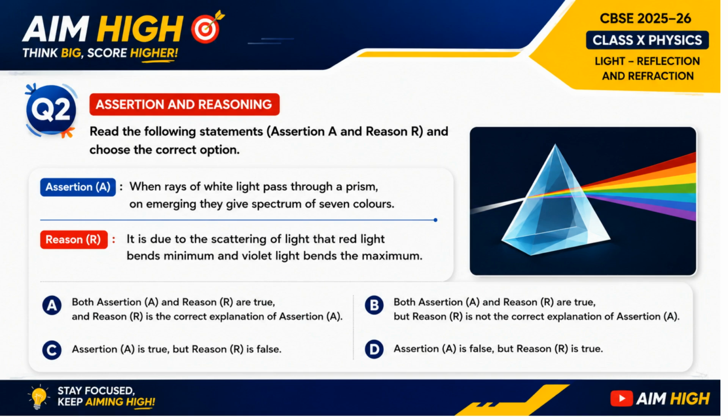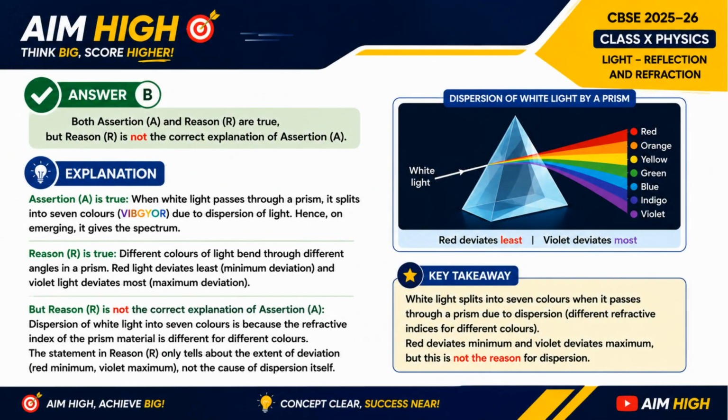Let's check the correct answer. The correct option is B. Both statements are true, but the reason does not explain the assertion. While it is true that different colors bend differently, the dispersion of light is caused by the refractive index of the prism material varying for each color, not by scattering.